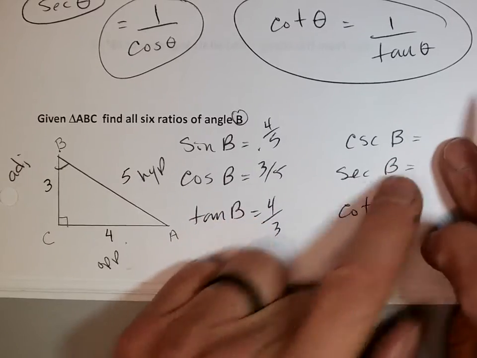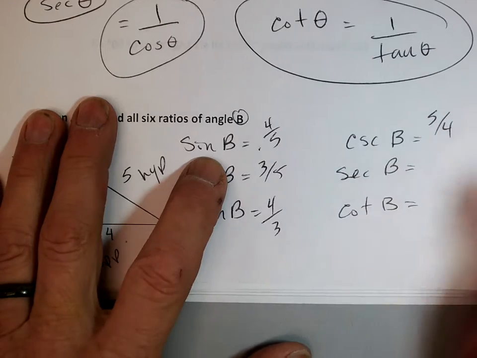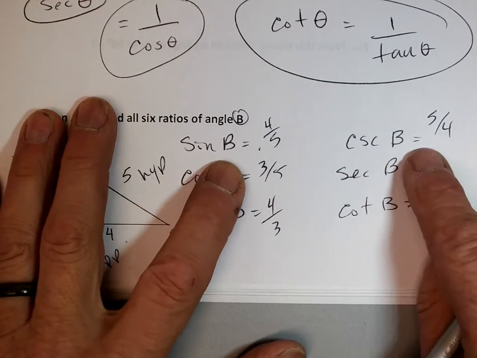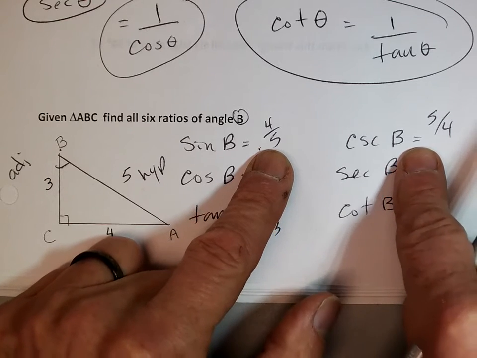Ethan, cosecant of B. 5/4. Yeah, how'd you get that so quickly? It's hypotenuse over opposite. Awesome. And it's also the opposite of sine. Now that makes it real easy.